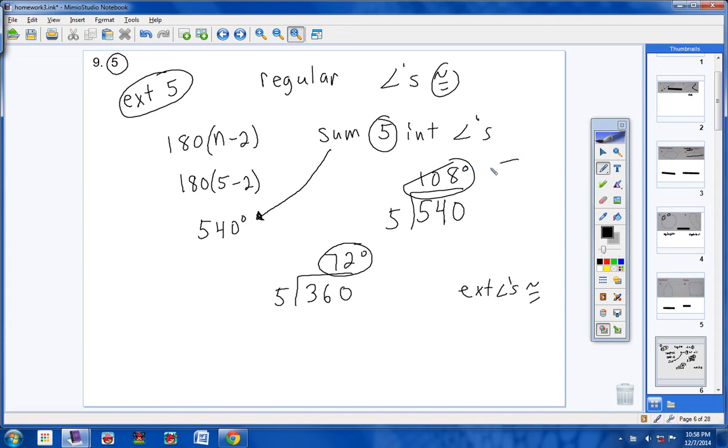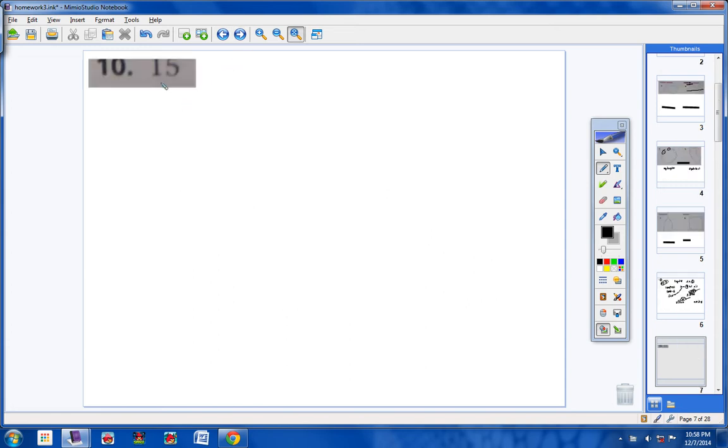This is the measurement of one interior angle. This is the measurement of one exterior angle. All these problems will be done the same way. Number 10, we have 15 sides. Okay, so we have how many sides? 15. How many exterior angles? 15. How many interior angles? 15. All of the exterior angles are congruent.